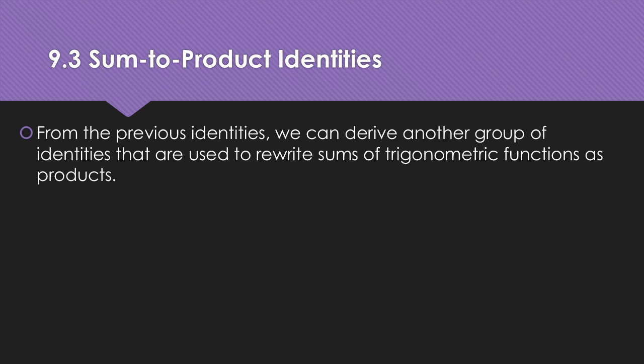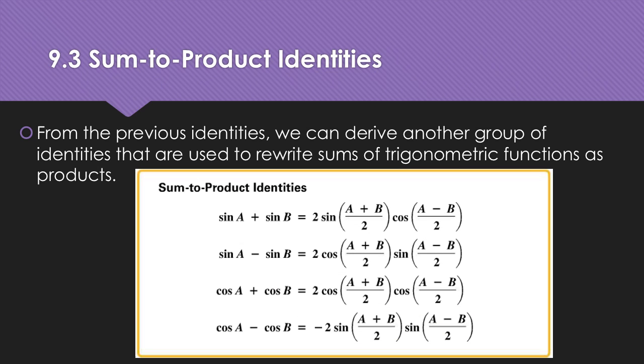We can get another group of identities that are used to rewrite the sums of trigonometric functions as products. And here are our sum-to-product rules. We're not going to take the time to derive those. Basically, you're just solving the previous ones and rearranging them. And fortunately, again, these are on your formula sheet, so you do not have to memorize these, but you do need to know when it is appropriate to use them and how to use them.